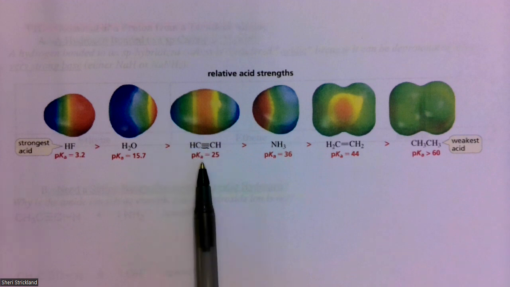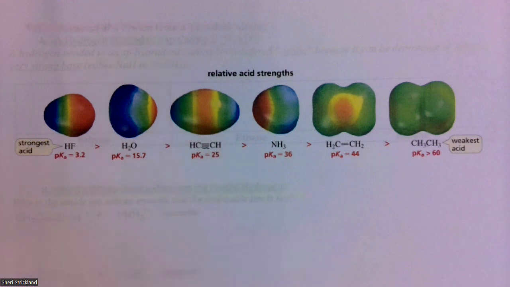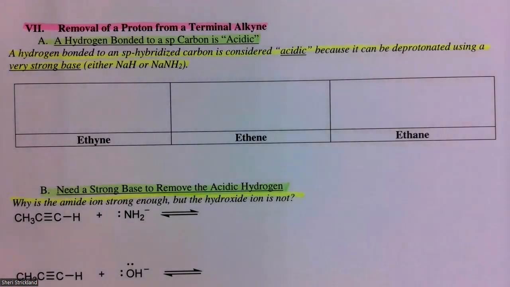And so we find experimentally that there are some bases that you can use to just pop off that final hydrogen from either acetylene, which is what we've got here, systematic name is ethyne, or from other terminal alkynes. So let's take a look at how that works.